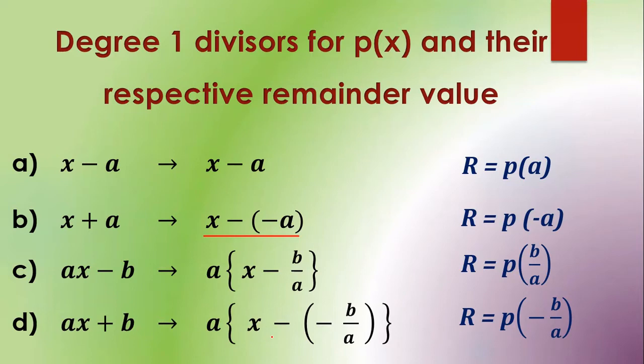Now let's apply our remainder theorem in a few calculations, and see how we can find the remainder, or how we can find any unknown coefficient when the remainder value is given for any polynomial and any divisor. So let's talk about some examples.